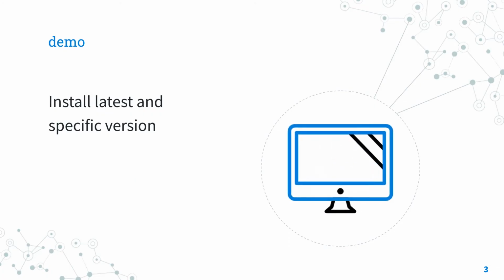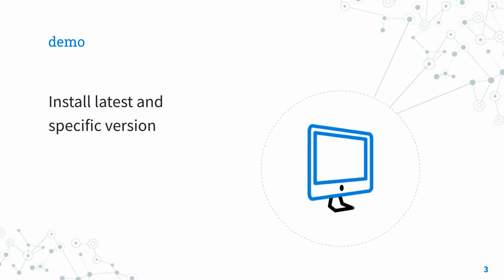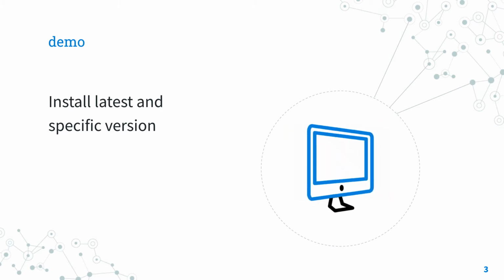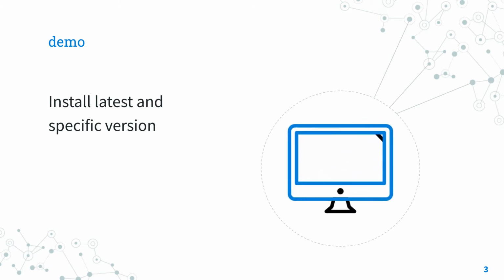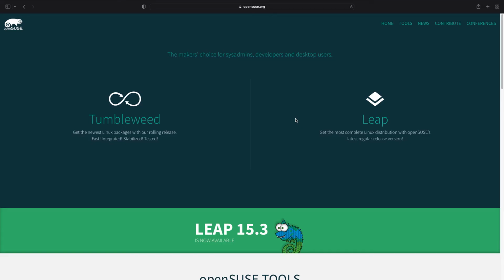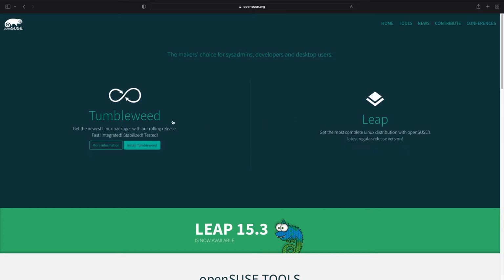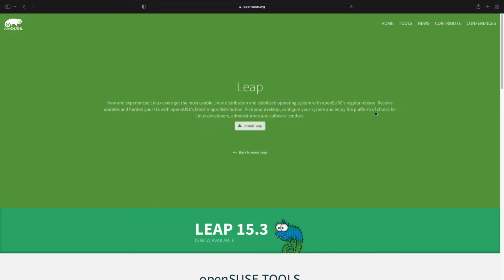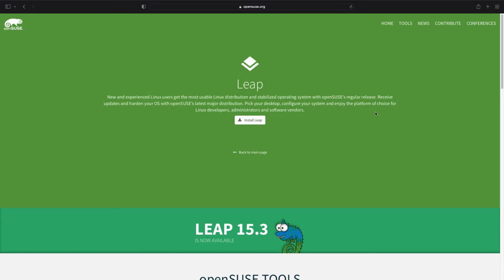Demo. Are you ready to get your hands dirty? Let's jump into a quick live demo of how to install the latest version of Ansible in OpenSUSE. OpenSUSE is available in two different flavors: Tumbleweed, which is a rolling release, or Leap, which is the new way of a regular release maintained by OpenSUSE.